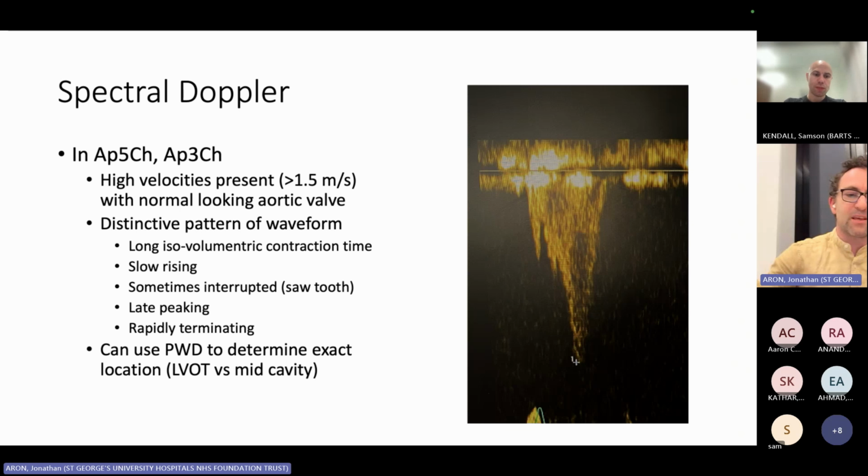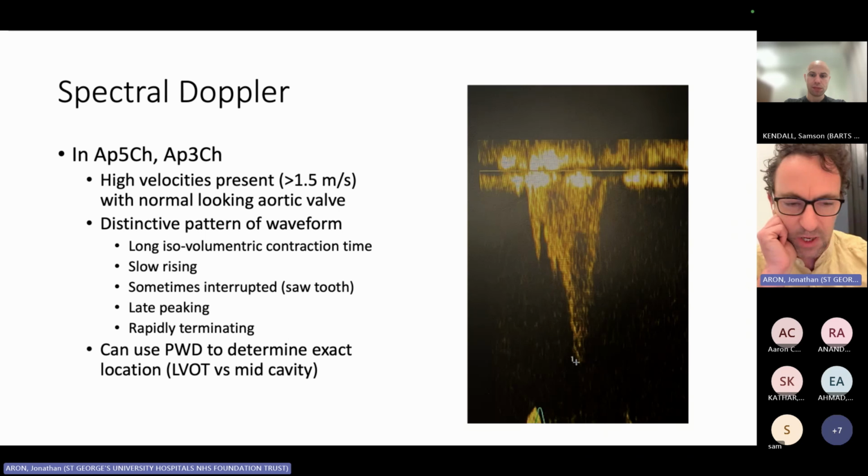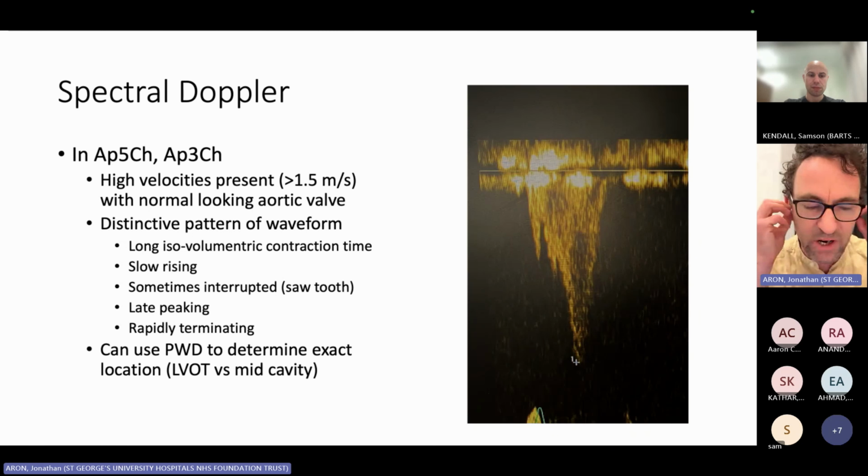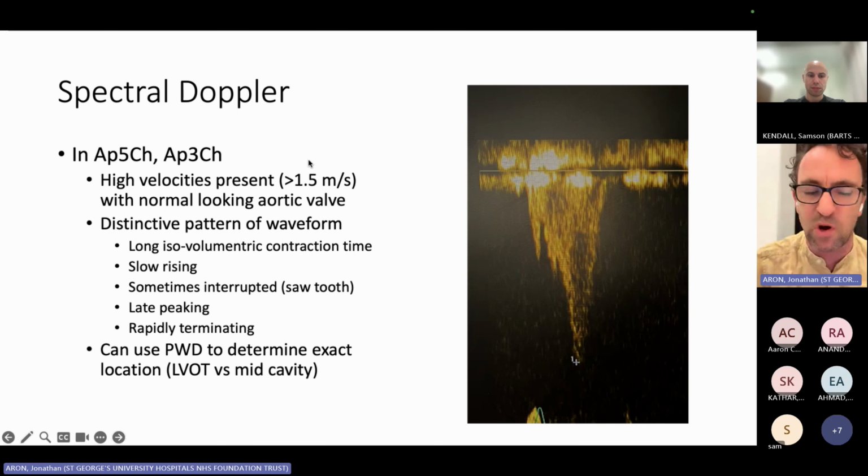Spectral Doppler, again, in the apical 5 or apical 3 chamber views. The first thing to say is that you'd see very high velocity blood because that's a prerequisite for developing turbulent flow. So velocities above 1.5 meters per second with a normal looking aortic valve that's opening should raise suspicion of obstruction. It could be left ventricular outflow tract, it could be intracavity, but either way, it's the kind of pathology that you should take very seriously because to generate very high velocities requires very high pressure. So something's working very hard when it shouldn't, and it's often very easy to treat. You get this distinctive pattern, which I want to show you here.